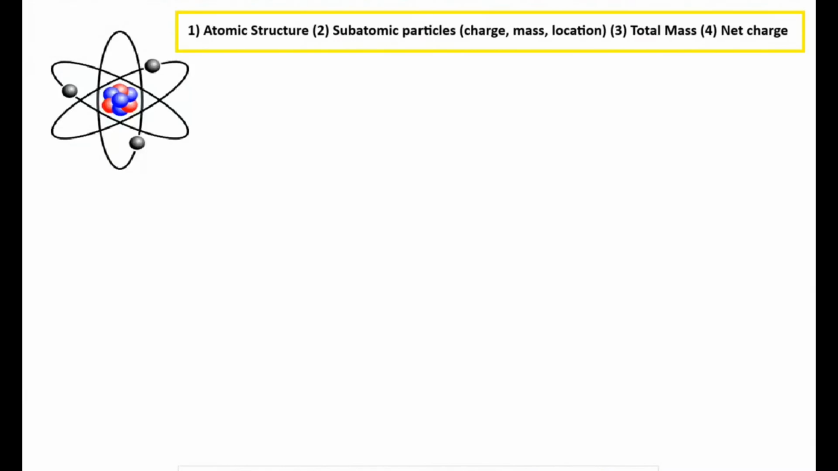In this video, you're going to be learning about the most foundational concepts of the atom. We're going to be talking about the atomic structure, the subatomic particles, and their charge, mass, and location, the total mass of the atom, and the net charge. So first of all, an atom is the smallest particle that possesses the properties of an element.